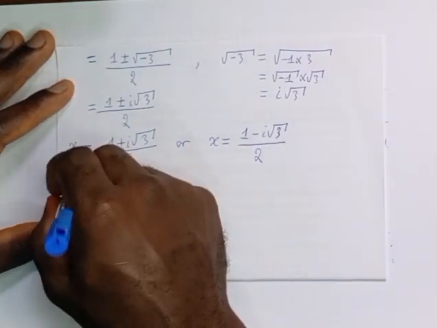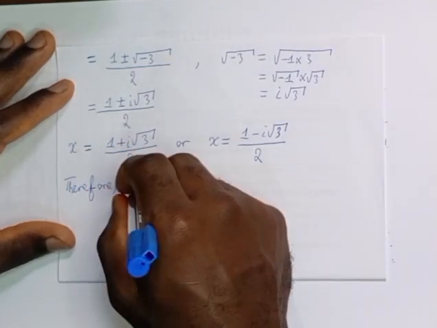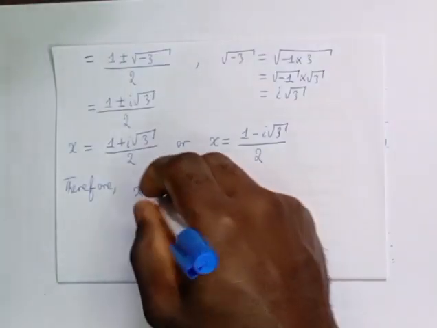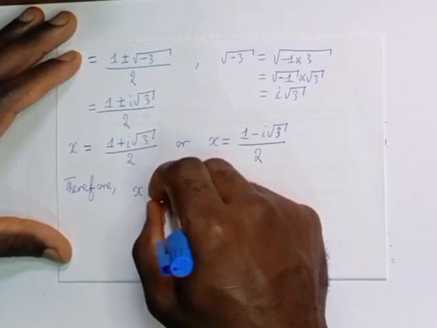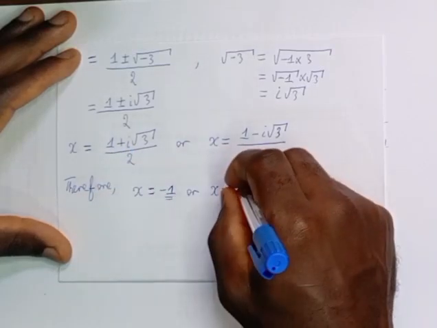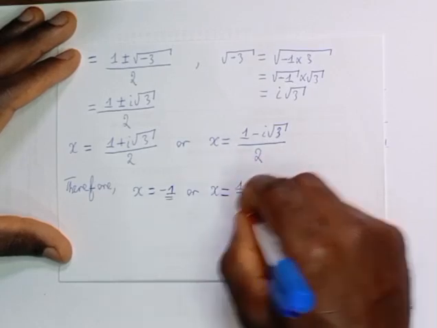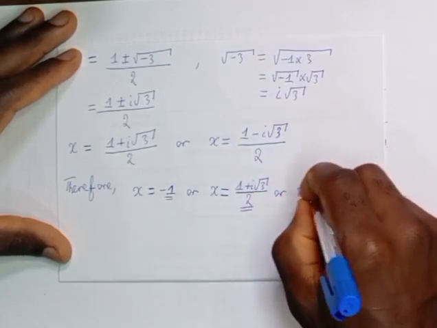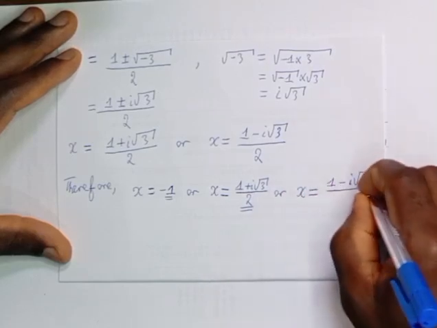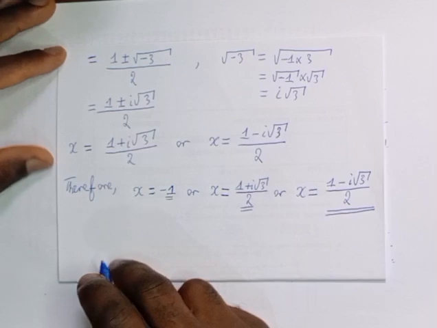And we conclude, therefore, the solutions of the cubic equation: for the first solution, x is negative 1, for the second, we have x equal to 1 plus i root 3 over 2, and for the third, we have x equal to 1 minus i root 3 all over 2. These are the three solutions of the cubic equation.